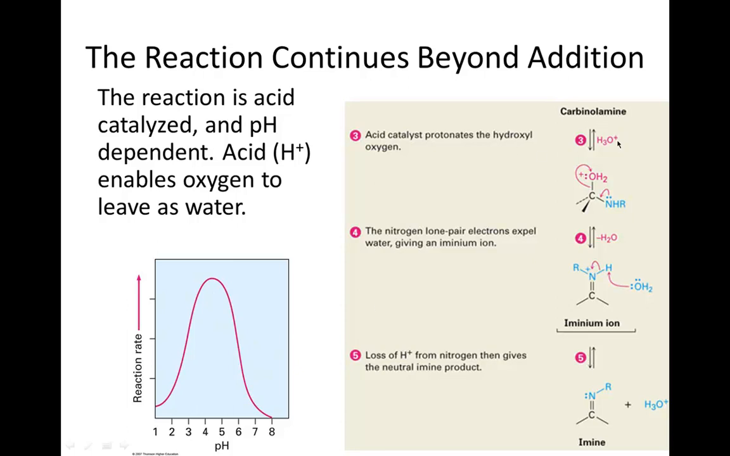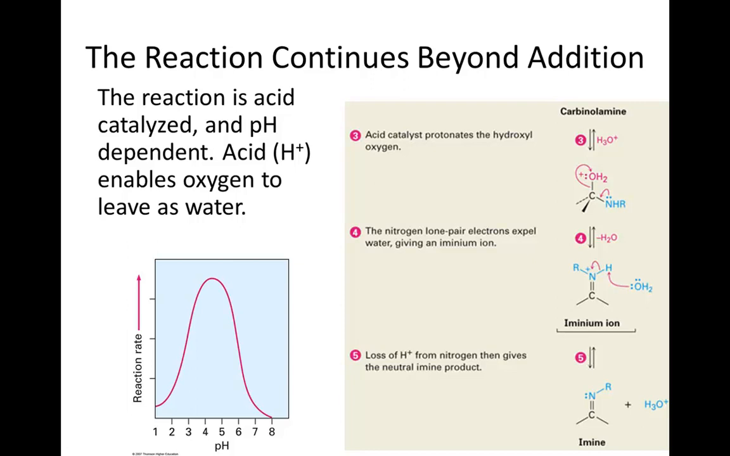From the carbinolamine, we put the proton back on, and just like in the acetal case, it could go on to the oxygen and make a water molecule. And the nitrogen can facilitate the loss of that, just like oxygen did in the case of acetal formation. And you lose this water molecule, and then you can lose this proton, and you can get to this situation, which is called an imine.